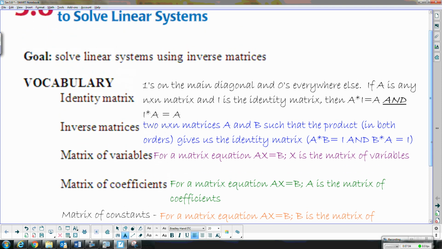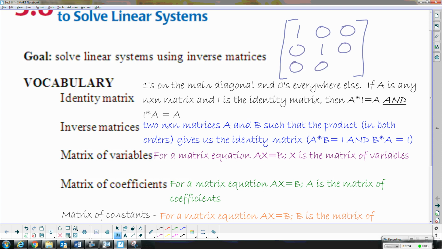Okay, now the identity matrix, if you look back at that term, says 1s on the main diagonal and 0s everywhere else. If A is an n by n matrix, and I is the identity matrix, then A times I equals A, and I times A equals A. So just to give you an idea of what an identity matrix would look like, if you have a 3 by 3 matrix, you would have 1, 0, 0, 0, 1, 0, and 0, 0, 1. That is the identity matrix. So it has 1s on the main diagonal, and it has 0s everywhere else.